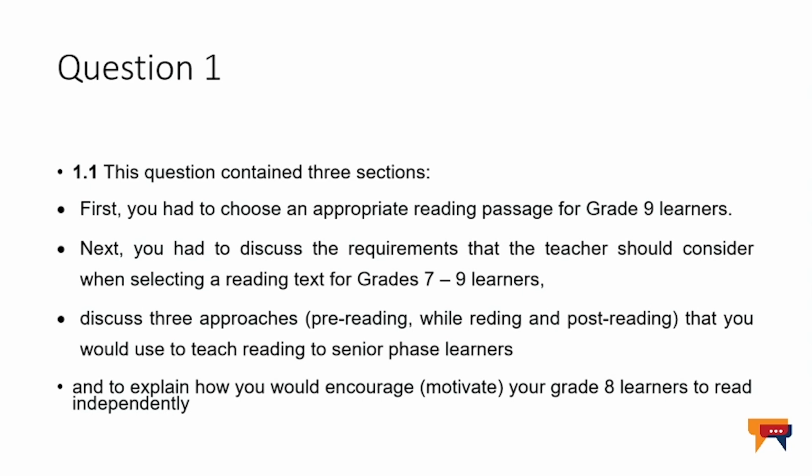Question 1. This question contained 3 sections. First, you had to choose a reading passage that is appropriate for grade 9 learners. Next, you had to discuss the requirements that the teacher should consider when selecting a reading text for grade 7 to 9 learners. Discuss 3 approaches that you would use to teach reading to senior phase learners, and explain how you would encourage or motivate your grade 8 learners to read independently.